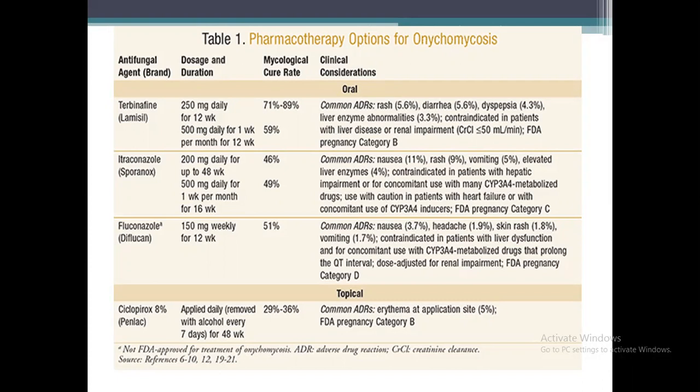For topical agents, we also have ciclopirox 8% applied daily with alcohol removal every 7 days for 48 weeks. Adverse effect is erythema at the application site, and it's an FDA category B drug.